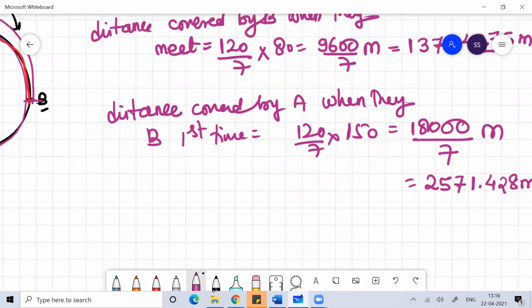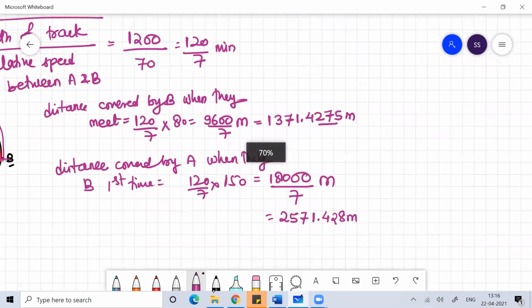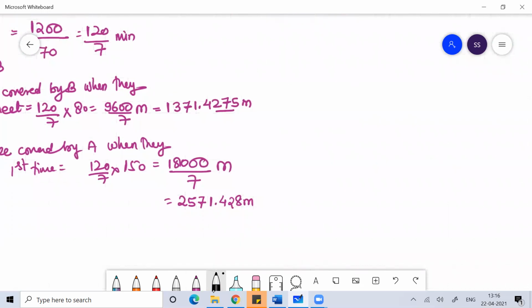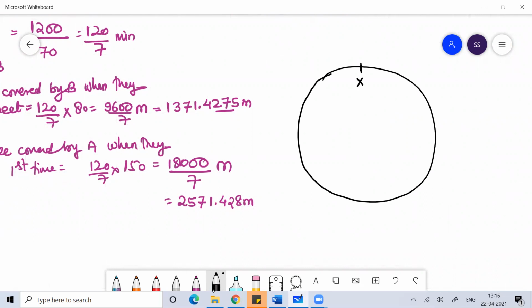So you can understand this. If you can visualize, the length of the circular track was around 1200 meters. So maybe this was the starting point. B has covered 1200 meters, then B has moved a little bit further. If you subtract 1200 from here, around 171 meters. After covering the track, B has moved 171 meters, and that time here is B.